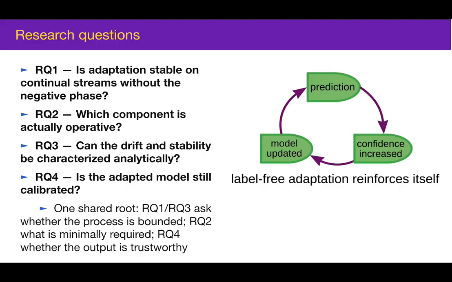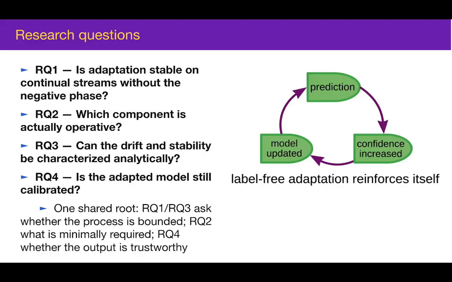So from that gap, I have four research questions. The first is about stability. Can we adapt on continuous streams without the negative phase and not diverge? The second is about which part actually does the work. And the third one is the theory. Can we describe the behavior with a clean formula, not just that it works? And the fourth is about calibration. Is the model still honest about its confidence?